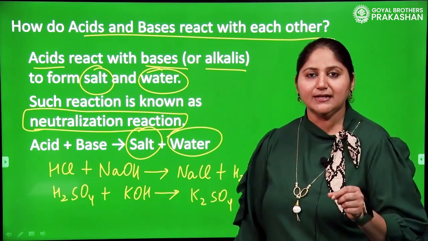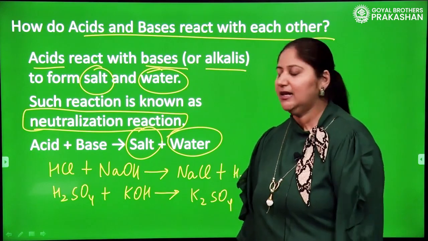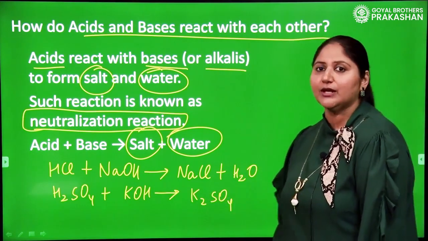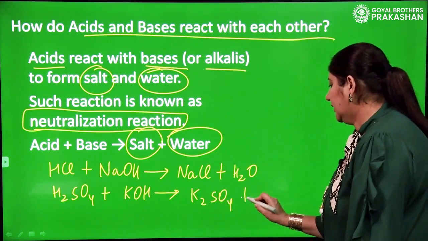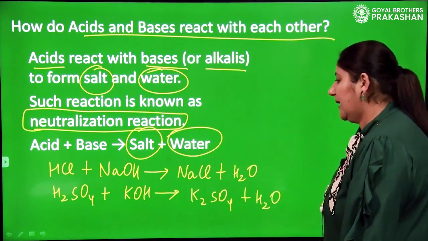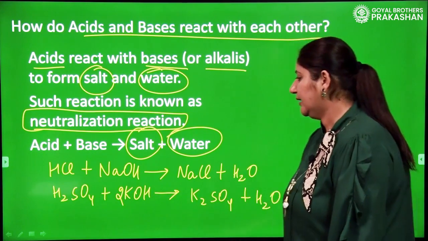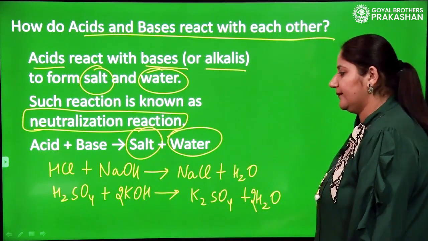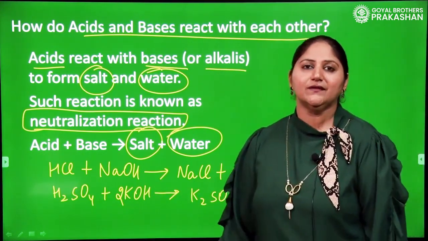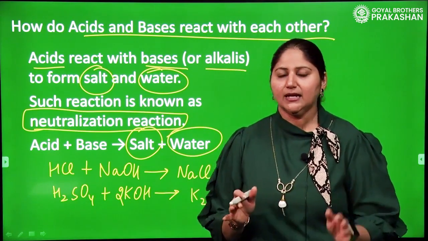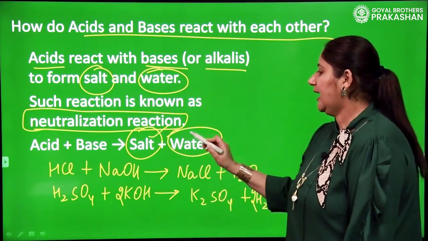Potassium has 1 valency, sulfate has 2 minus valency. So when you crisscross, you will get potassium sulfate + water. The reaction is not balanced, let's balance it. There are 2 potassium atoms here, so I should put 2 here and 2 H2O. So in both the reactions we can see when acid reacts with base, they form salt and water.